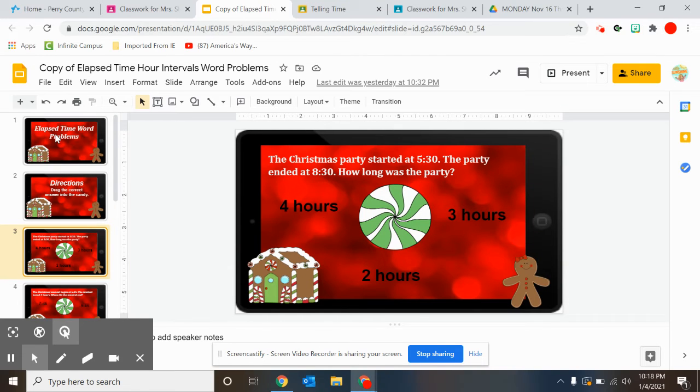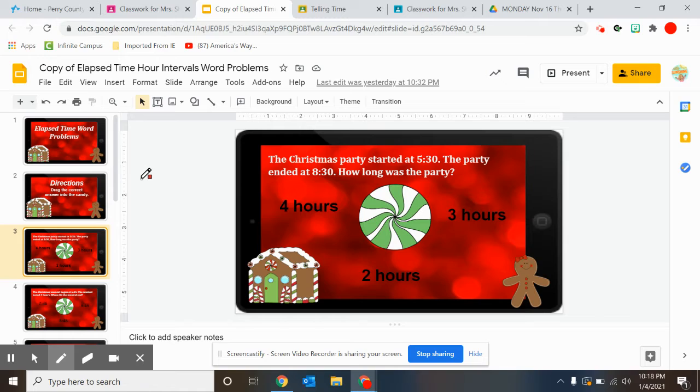Guys, today we're going to go over elapsed time. And what I mean by elapsed time, that's just how much time has passed since the time that something started to the time that it ends. So we're going to start out with word problems. And there's a really easy way to figure out elapsed time. The way we start out doing it is by using a number line.